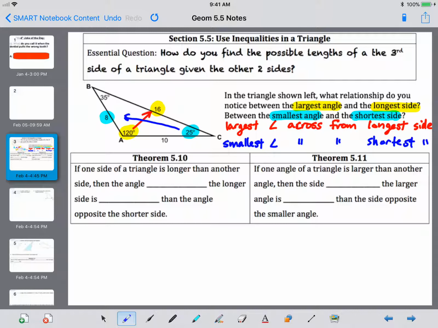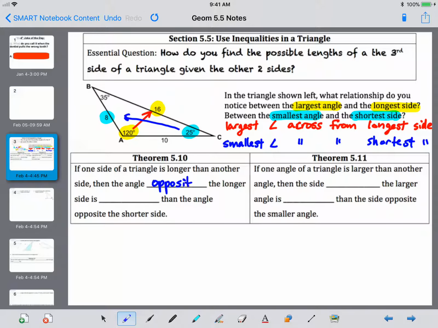All right, and that actually brings us to our first two theorems. It turns out that if one side of a triangle is longer than another side, then the angle opposite the longer side is greater than, or larger than, the angle opposite the shorter side.